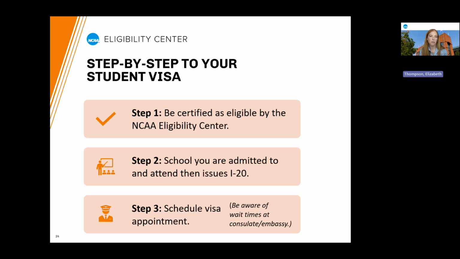Once you have registered, submitted your documents, those have been reviewed, and you have been certified as eligible, the next step is that the school that you applied to and were admitted to will then issue you what's called a Form I-20. This is the form that you need in order to schedule a visa appointment at your local embassy or consulate. Be sure to track and be aware of the wait times at consulates and embassies. They can often be very long, but they do typically give priority to students seeking F1 student visas to come to the United States.